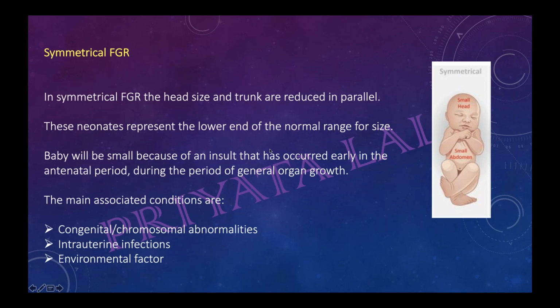Symmetrical FGR usually occurs if something has gone wrong in the early antenatal period, when organ development was taking place. So you will find symmetrical FGR in chromosomal abnormalities, congenital abnormalities, intrauterine infections, or environmental factors. Usually something has happened early in the pregnancy when organogenesis was taking place. So this is symmetrical FGR.